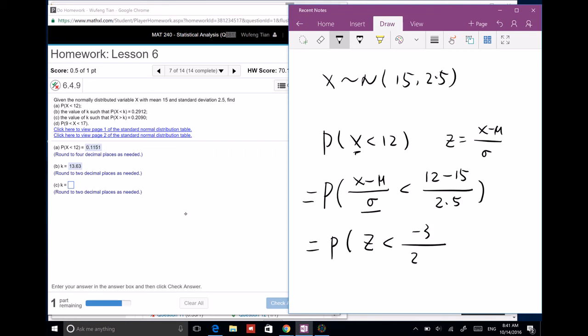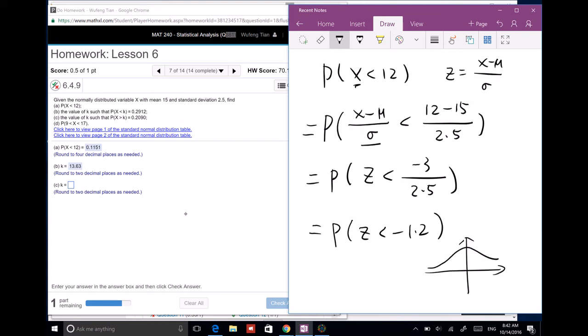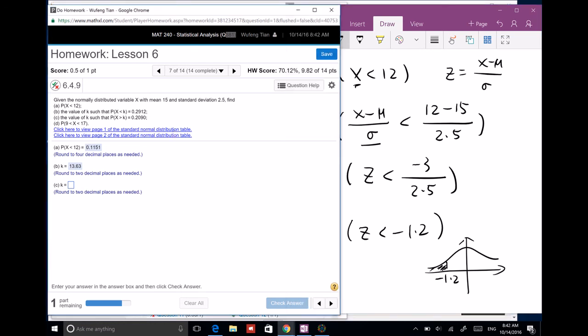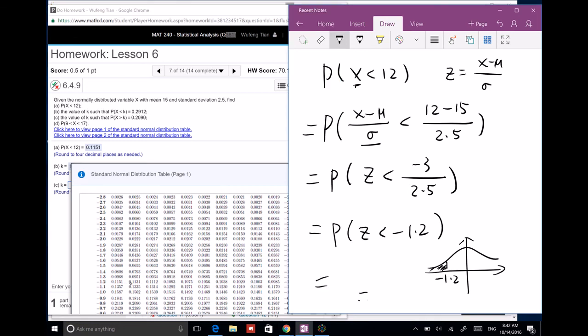-3 over 2.5. Then you find the area for z less than this point, -3 over 2.5, so you find the value is -1.2. And since you are asked for less than -1.2, less than is to the left. To the left, you directly use the table. Use the table, -1.2. You can see -1.20. Once you see -1.2, go to the right, the first one is -1.20. So it's 0.1151. The probability is 0.1151. Okay, that's how you do this one.